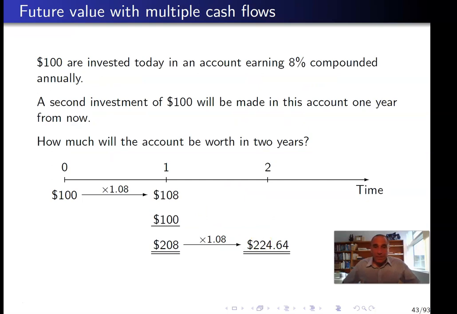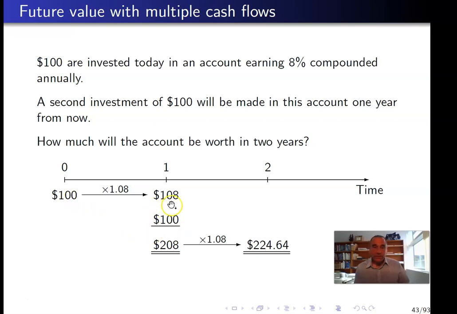Future value with multiple cash flows. Okay, so we entered the domain of annuities. So $100 are invested in an account earning 8% compounded annually. A second investment of $100 will be made in this account in 1 year. How much will the account be worth in 2 years?